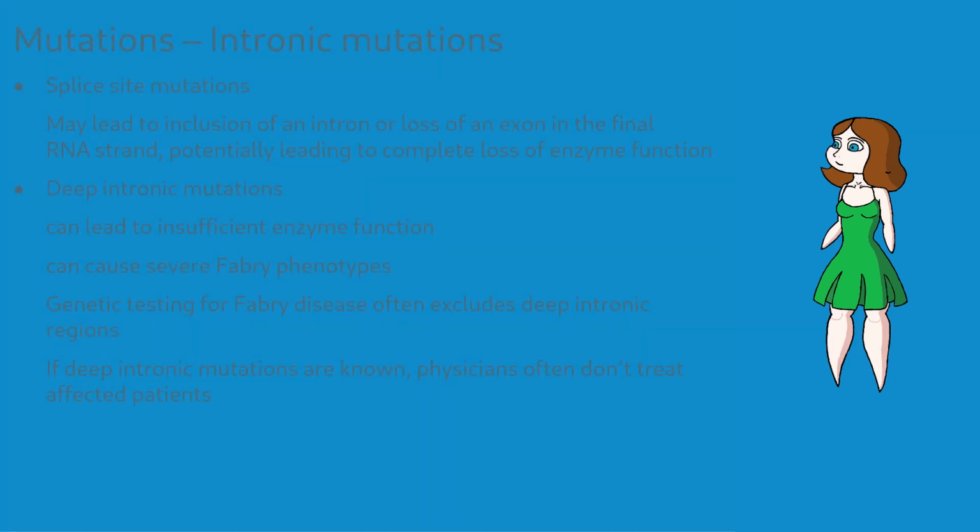A special case are intronic mutations. Splice site mutations are easy to explain, as incorrect splicing means that part of an intron is included in the mature RNA strand, or part of an exon is missing from it. That's why splice sites are usually included in genetic testing. Deep intronic mutations are a difficult topic, so we'll discuss them in a separate video.